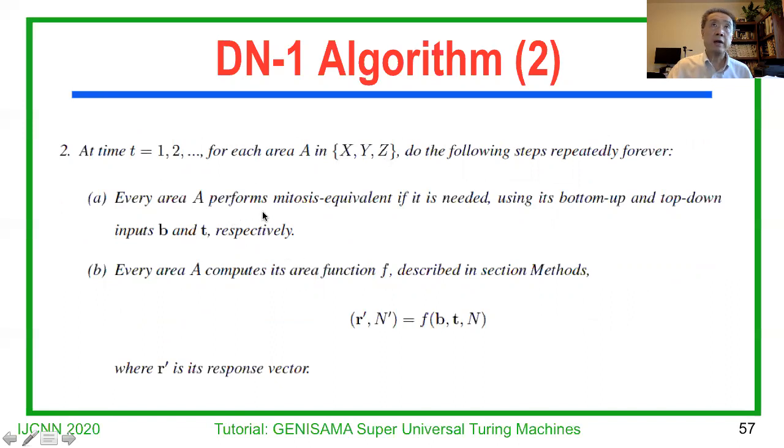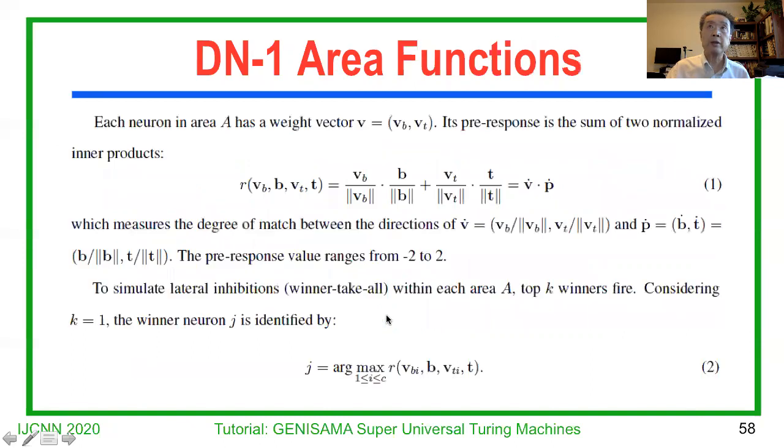And every area performs computation. Then it may need to do initialization. If the match is not very good, we can do mitosis and generate a new neuron, for example. Then we compute the area function of the bottom-up input and top-down input, and then we get the response and a new updated network, for example, N.